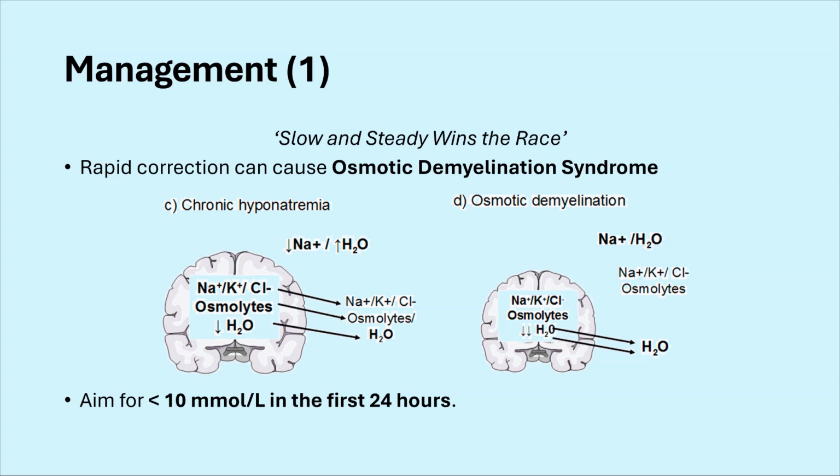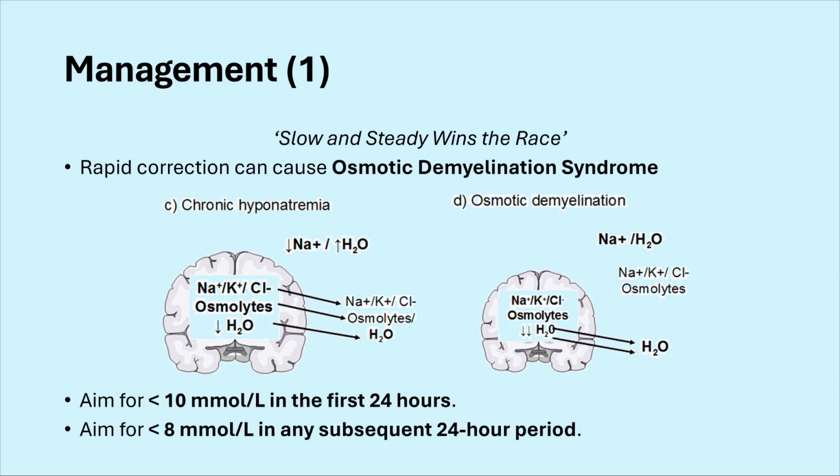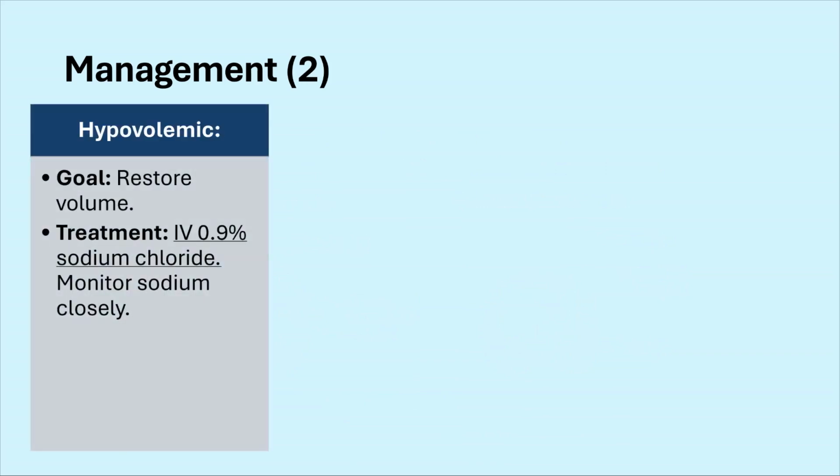The aim is to increase the serum sodium by less than 10 millimoles in the first 24 hours, and after the first 24 hours, by less than 8 in every subsequent 24 hours. Now, how do we do this correction? When you do the clinical assessment and use the serum osmolality and the urine sodium, you can diagnose people who have hypovolemic hyponatremia. Once you diagnose that, the management is quite straightforward. You give them IV saline, 0.9% sodium chloride, and like I mentioned, monitor the sodium closely. It can be given generally over 12 hours to see how they are responding.